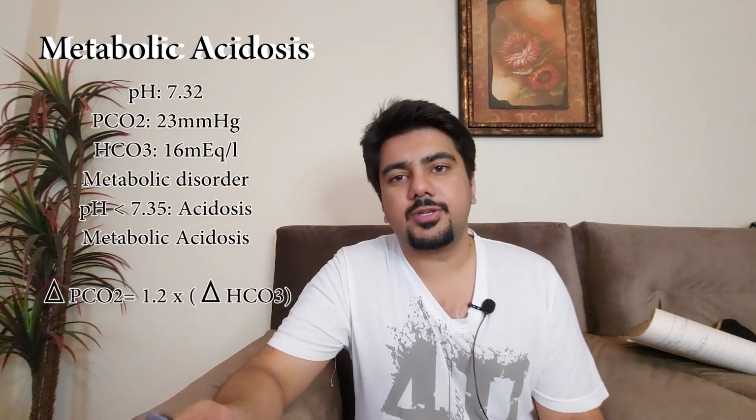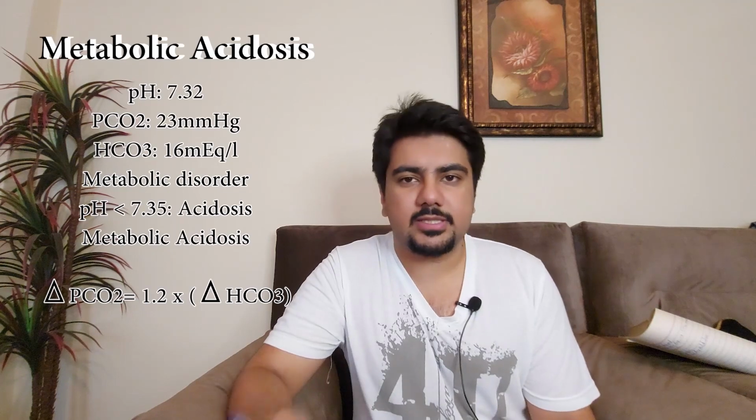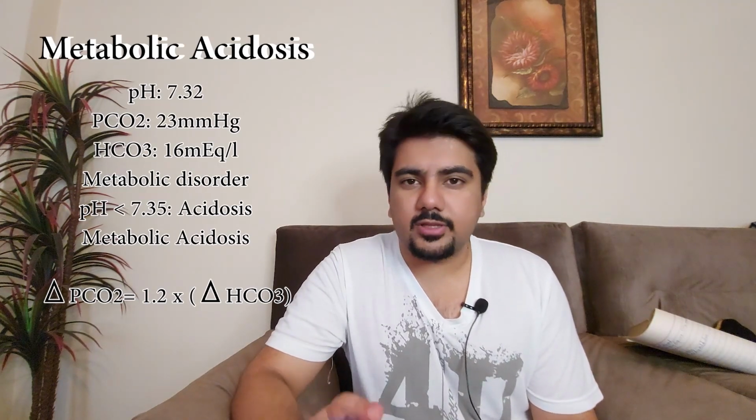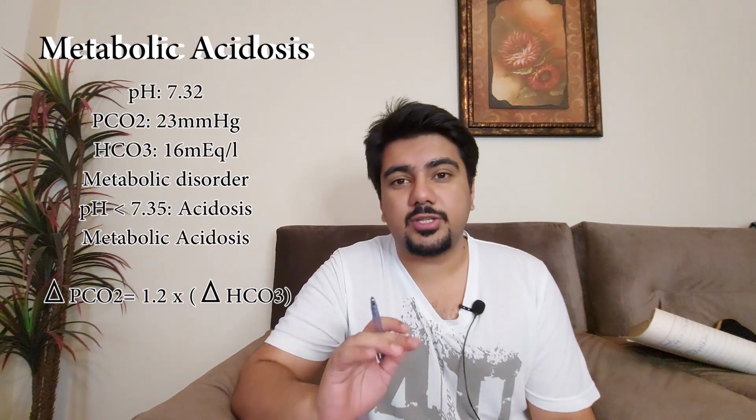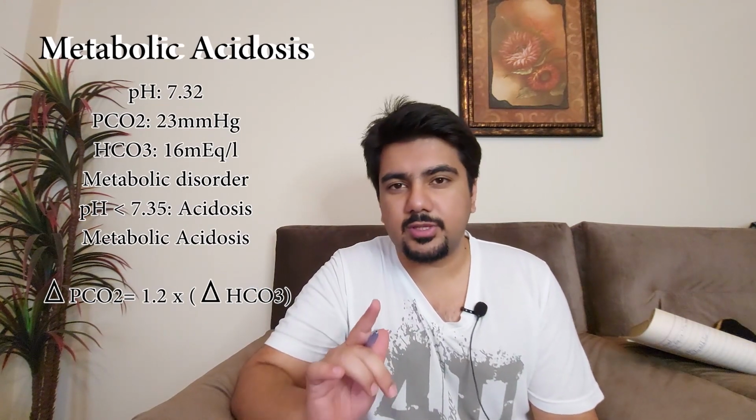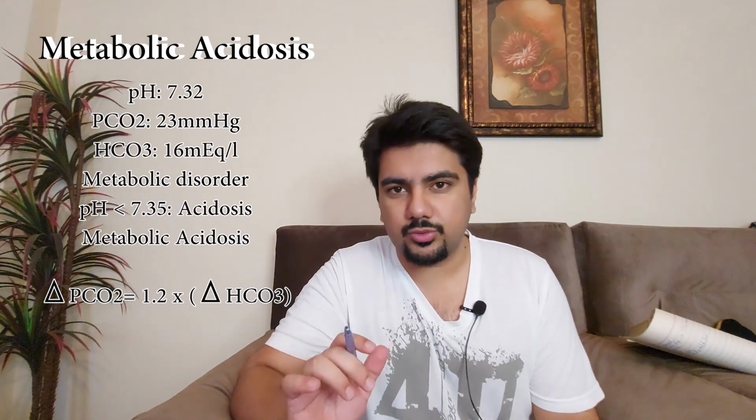Now, the first thing you want to do is, let's take an example. You have an ABG which says that the pH is 7.32, the PCO2 is 23, and the bicarb is 16. Now notice that the PCO2 is going down and the pH is going down. This is a unidirectional movement, so this is a metabolic disorder.